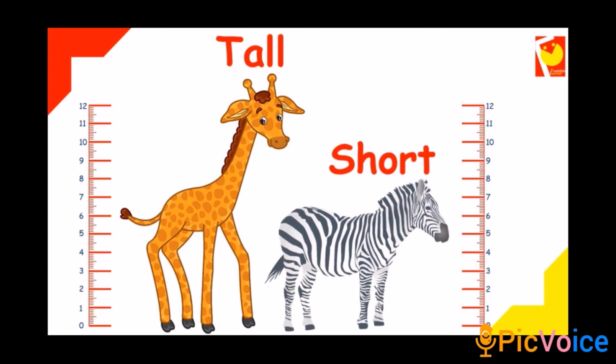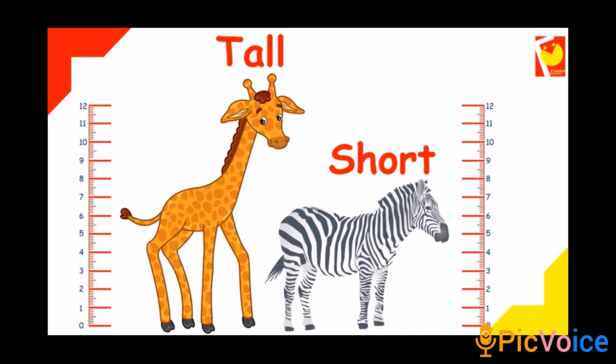See children, in this picture what can you see? There are two animals, isn't it? What is the animal name which is on the left hand side? It is giraffe, isn't it? You all know giraffe is taller than other animals. So what is the animal on the right hand side? Zebra. It is shorter than giraffe, isn't it children? Okay, so we can say giraffe is tall and zebra is short.